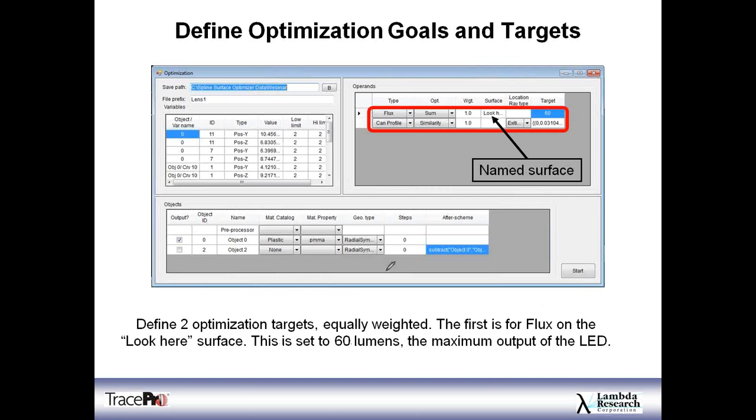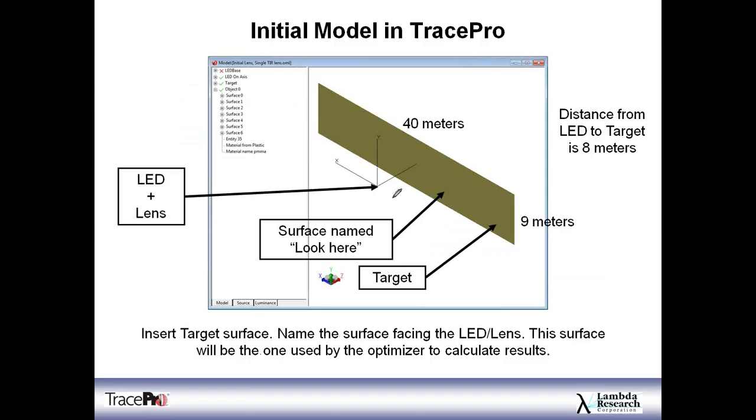Okay, and here's why we want to use that. Now that we have our model set up, this is really all the work we need to do in TracePro at this point. We have our LED, we have our lens, and we have our target. The way we're going to do this optimization is we're going to optimize a single lens element at this one time. We're going to optimize that for our angular distribution and for a flux value on this target. And then once we get our single element done, we'll make an array of those to complete the luminaire.